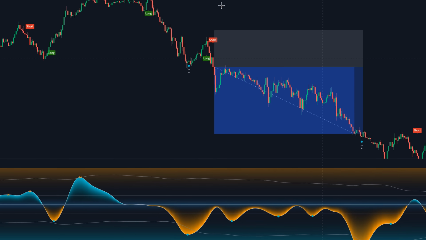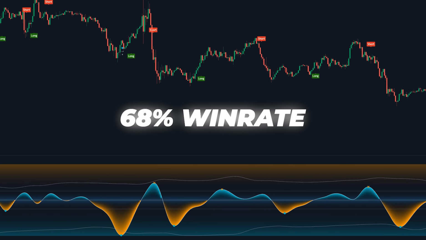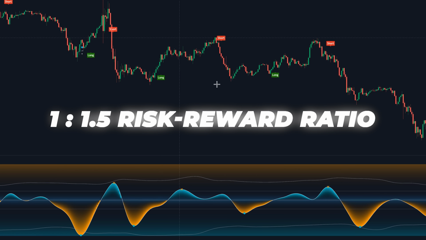I actually backtested this simple strategy over the last 3 months on the 15-minute time frame of GBP/JPY, and despite taking over 160 trades, the win rate was 68% with a 1 to 1.5 risk-reward ratio.